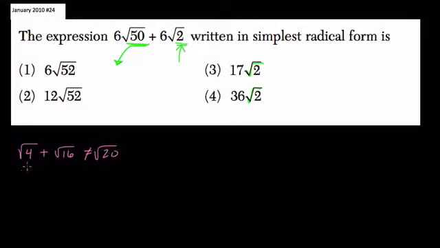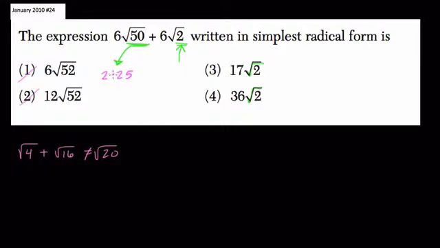Square root of 4 is 2. The square root of 16 is 4. It should be equal to 6, not the square root of 20. So here, that tells us that 1 and 2 are gone. We need to be able to add like terms here. So we need to be able to get the square root of 50 and rewrite it into some type of product that involves the square root of 2. So I'm going to factor it out into 2 times 25.